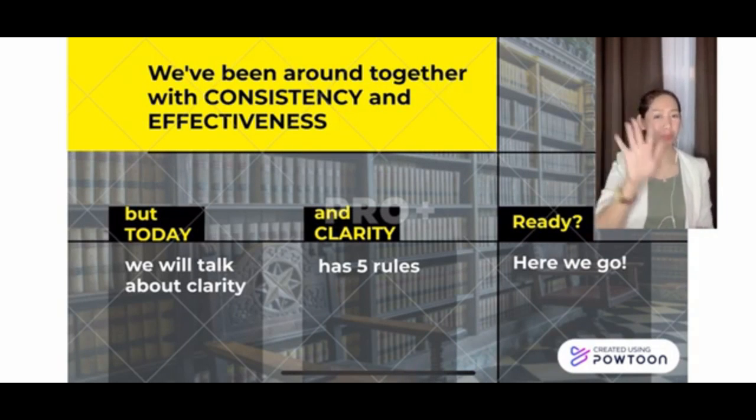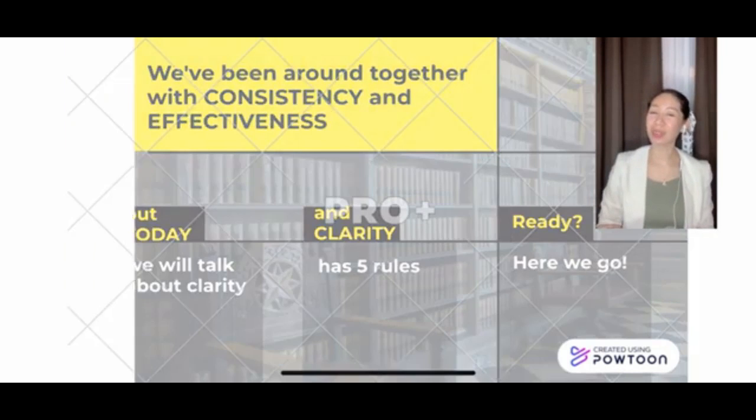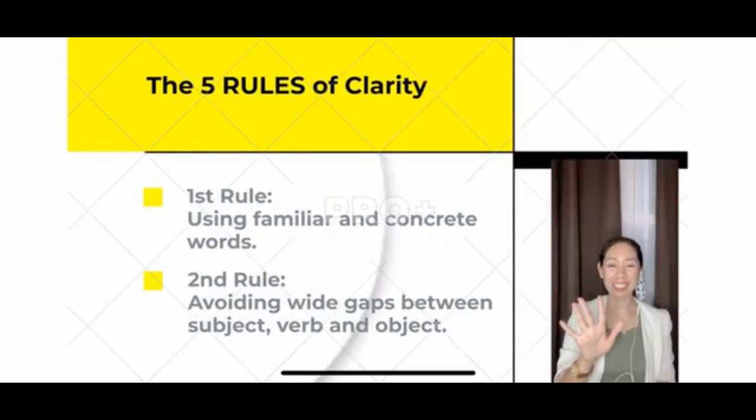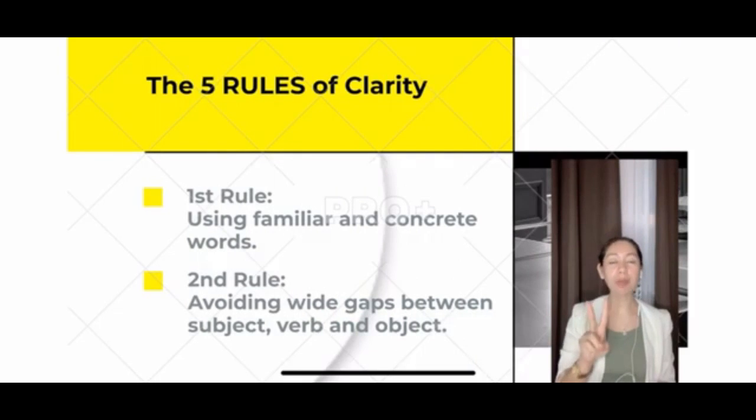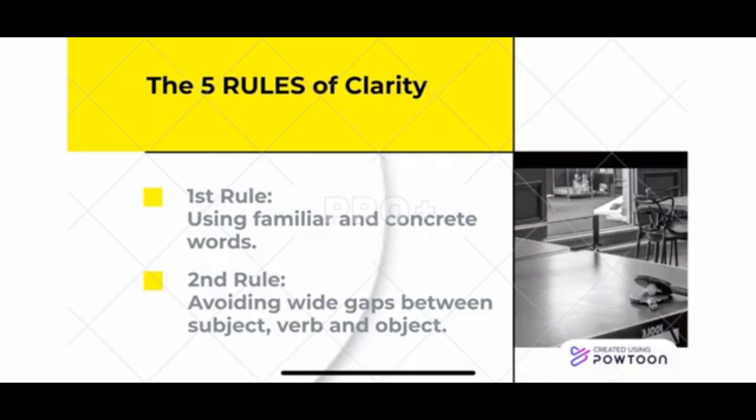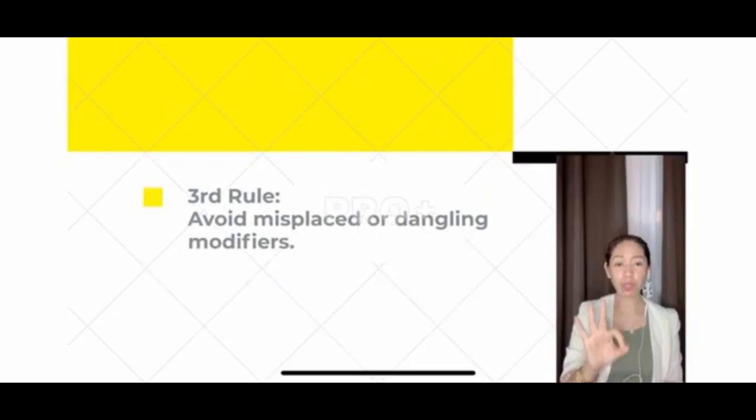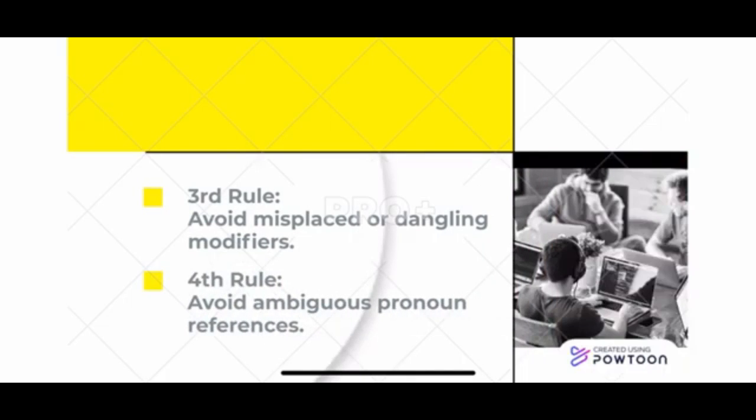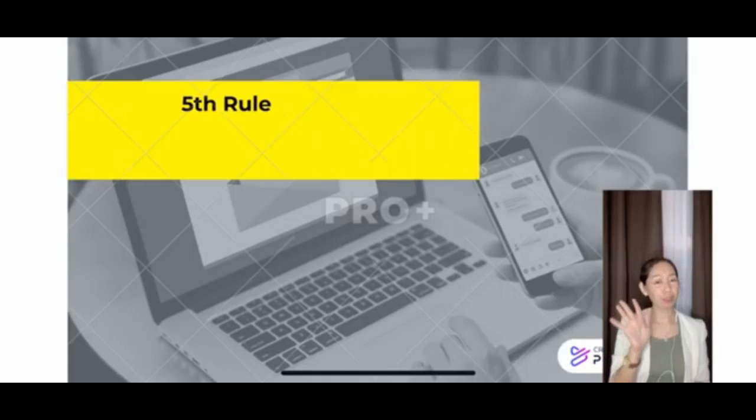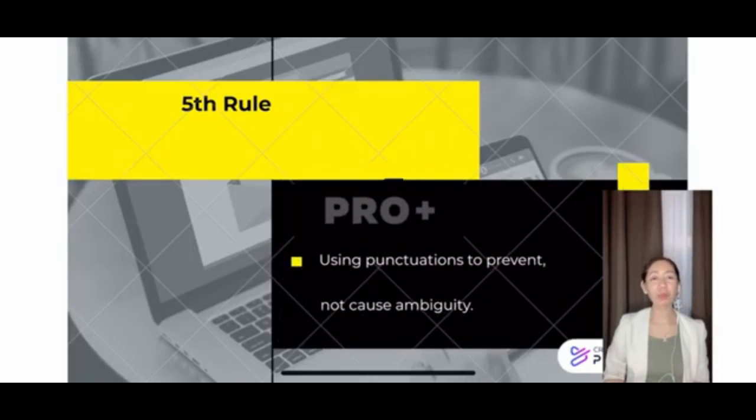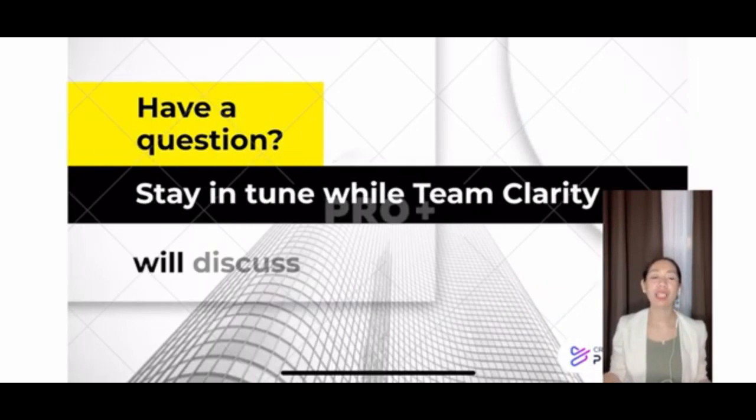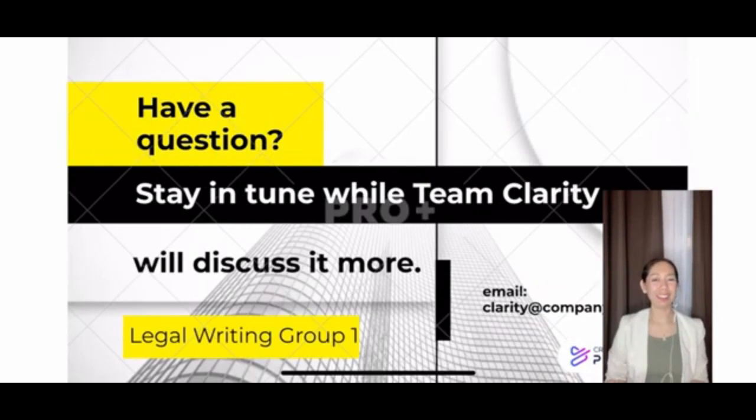And clarity has 5 rules. Ready? Here we go. The 5 rules of clarity. First rule, using familiar and concrete words. Second rule, avoiding wide gaps between subject, verb, and object. Third rule, avoid misplaced or dangling modifiers. Fourth rule, avoid ambiguous pronoun references. And the 5th rule, using punctuation to prevent, not cause, ambiguity. Stay in tune while Team Clarity will discuss more.